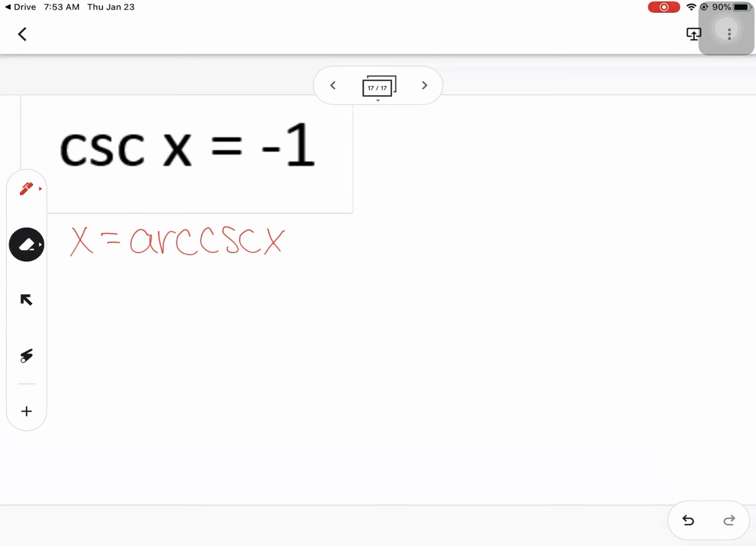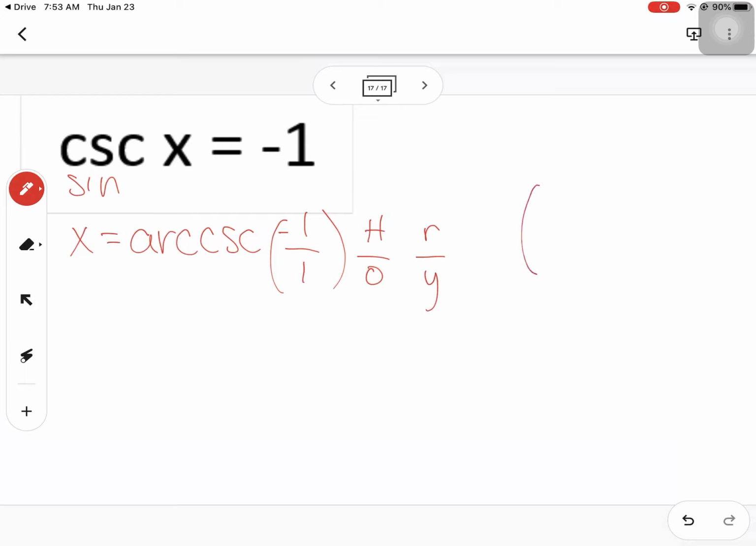So again, we start by doing the arc cosecant of both sides. I'm going to write this as 1/1. Cosecant is the reciprocal of sine, so that means this is hypotenuse over opposite. I do not have a hypotenuse of 1 anywhere, so that does tell me that this has to be a quadrantal. So I know this is my radius, and my O, again, is my y value. And so we're going to think through the same process.